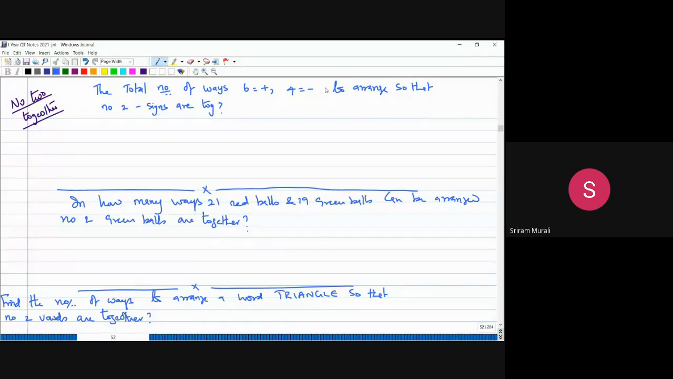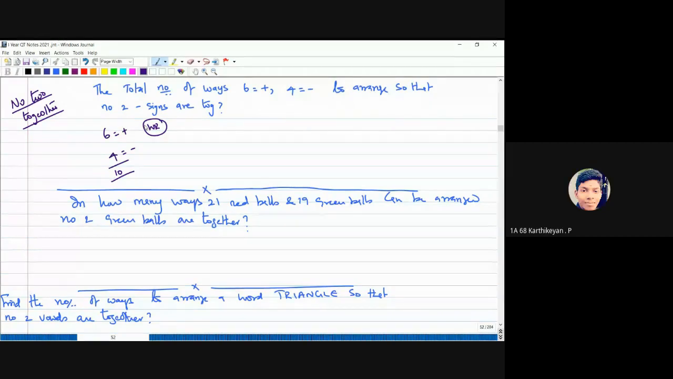minus signs are together. First write down what is given: 6 plus, 4 minus. So the total is 10. All plus and minus are symbols, so all the 6 plus will be identical. What I am trying to mean is that it is with repetition, because symbols are repeated. Have you understood this?